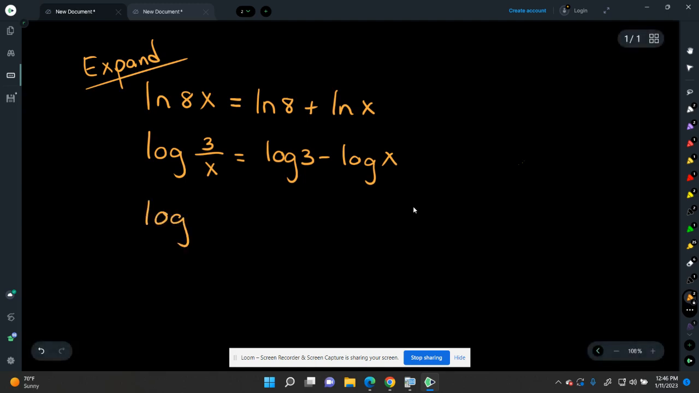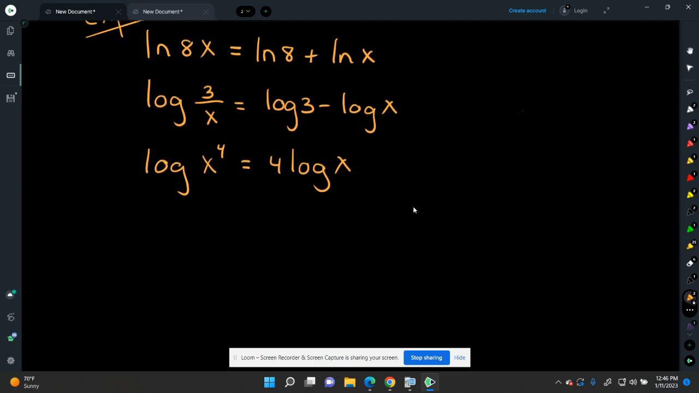Next one, log x to the 4th. What do you think? Yes, 4 times log x. Right?